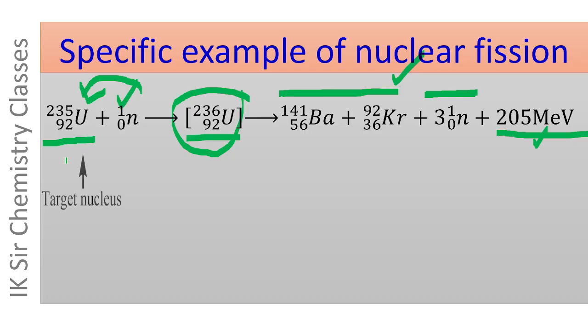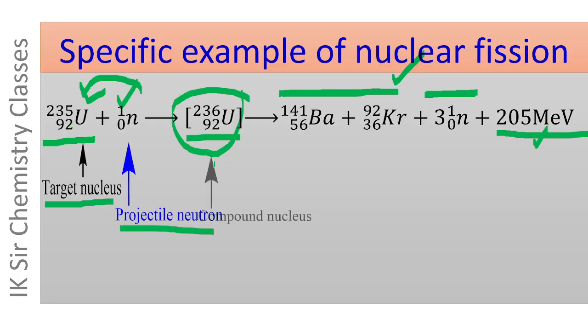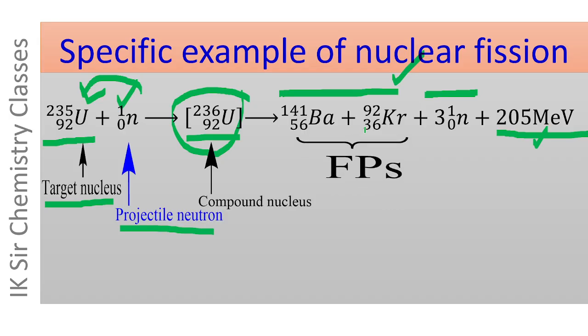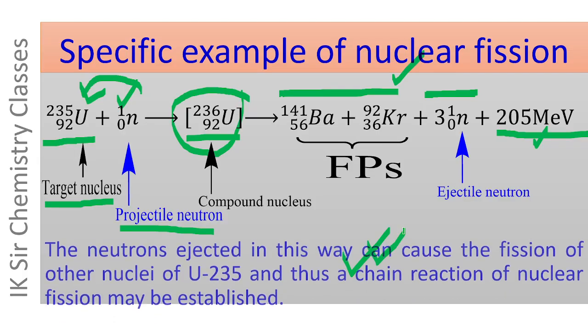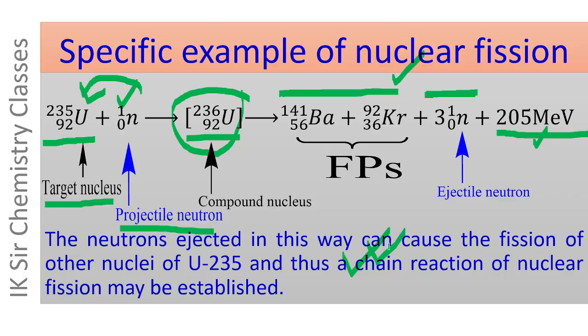Here, uranium-235 is target nucleus. The neutron by which we have bombarded this nucleus is called projectile neutron. It is compound nucleus. These are fission products. It is ejectile neutron. And this is a specific example of nuclear fission. The neutrons ejected in this way, these neutrons which are ejected during nuclear fission, can cause the fission of other nuclei of U-235, and thus a chain reaction of nuclear fission may be established.